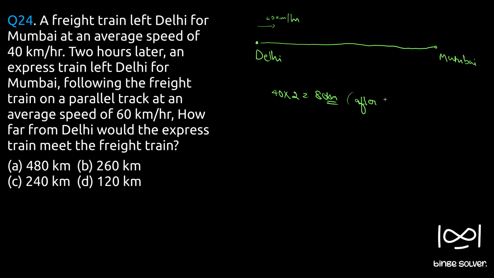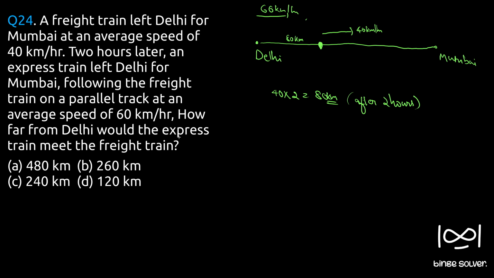Okay. So after 2 hours, the freight train reached 80 kilometers. Say this is the distance. This is where the freight train is, 80 kilometers. So from this distance, it is traveling at 40 kilometers per hour. And now a new train is starting from Delhi and is going in this direction at 60 kilometers per hour.